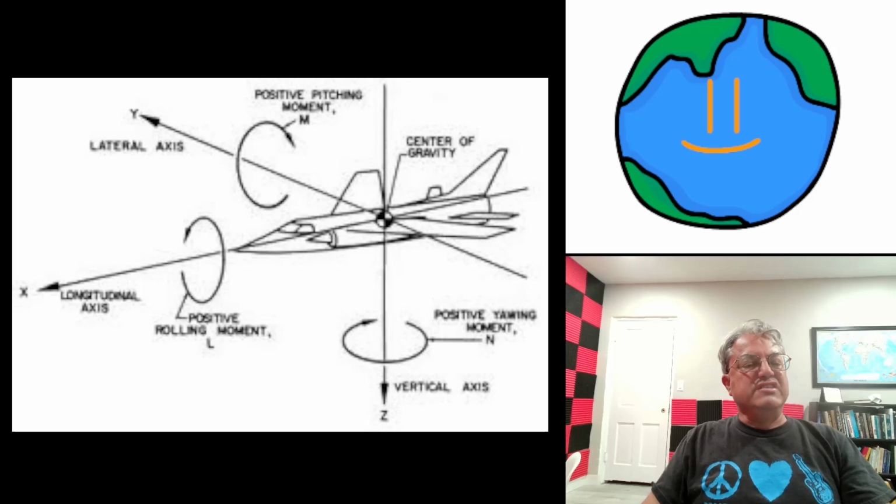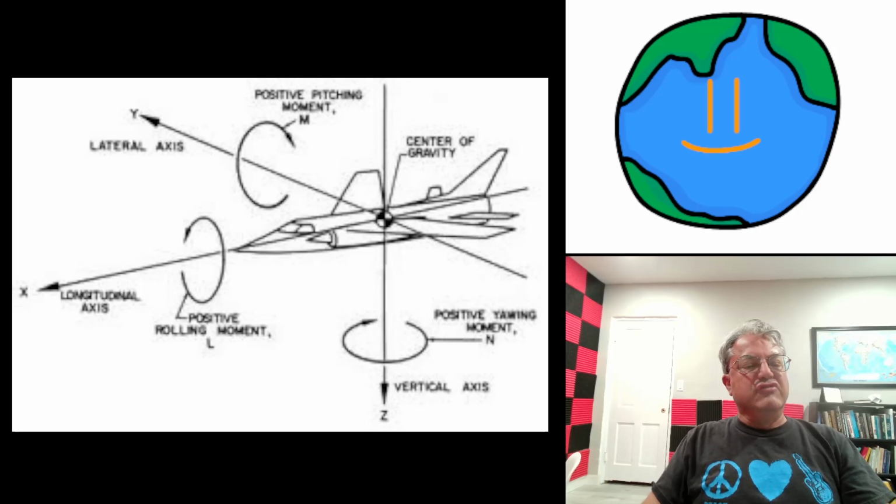That's the axis passing through the nose and the tail of the plane, if you like. And then there's also pitch, which is rotation about the lateral axis. That's how far up or down your nose is pointing, and that'll make you either ascend or descend.